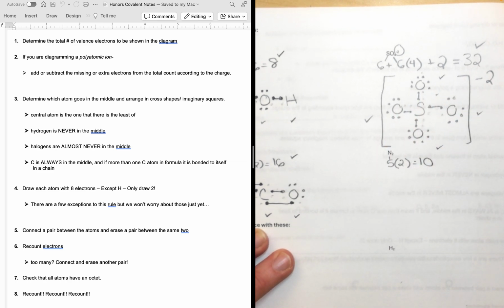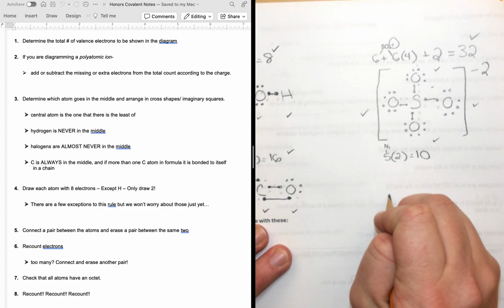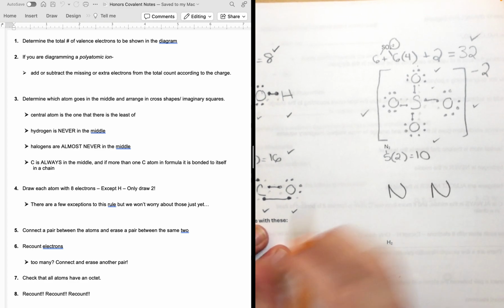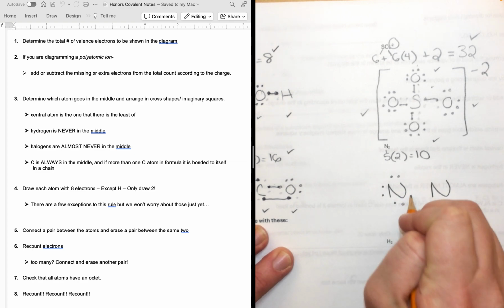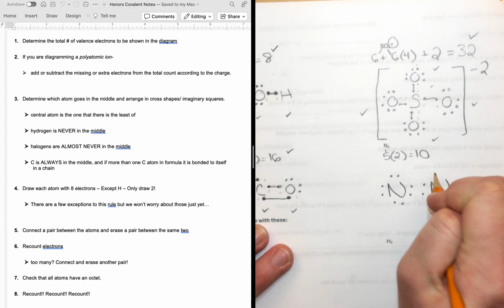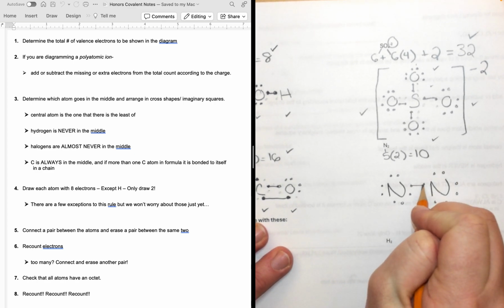And let's do this last example together. So I have nitrogens bonded together. So I'm just going to put them side by side. There is no central atom in this case because there's only 2. So we connect and we erase.